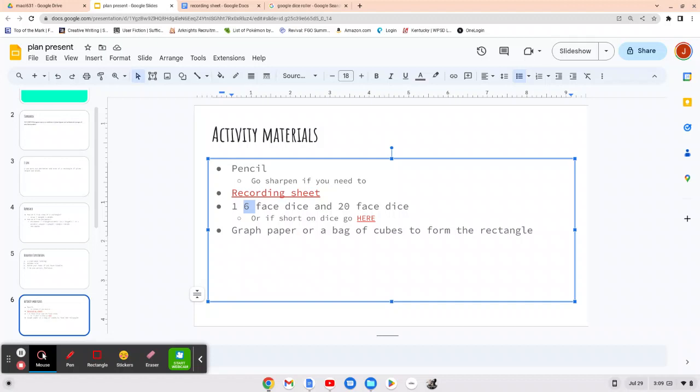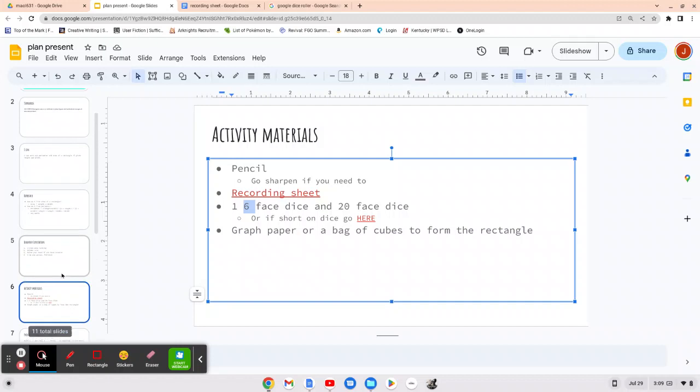And for the lower students, I would say either graph paper or a bag of little place value cubes, Unifix cubes, to form the rectangle.